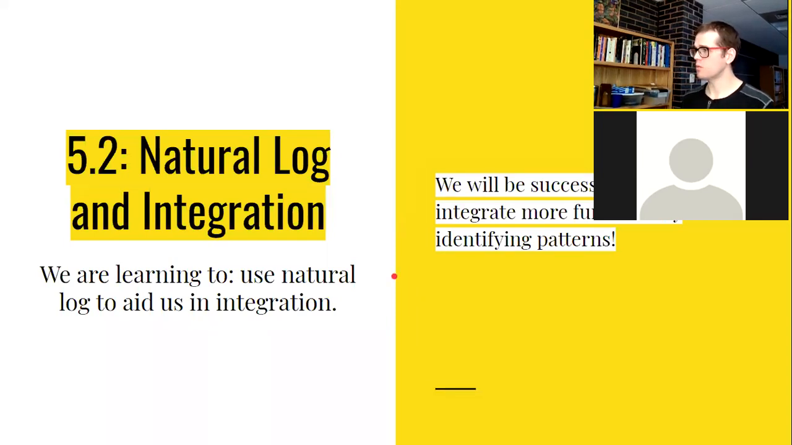We'll be successful when we can integrate more functions by identifying patterns, which is, again, most of what differentiation and integration are, is looking at what patterns we have and how we can use them from there.